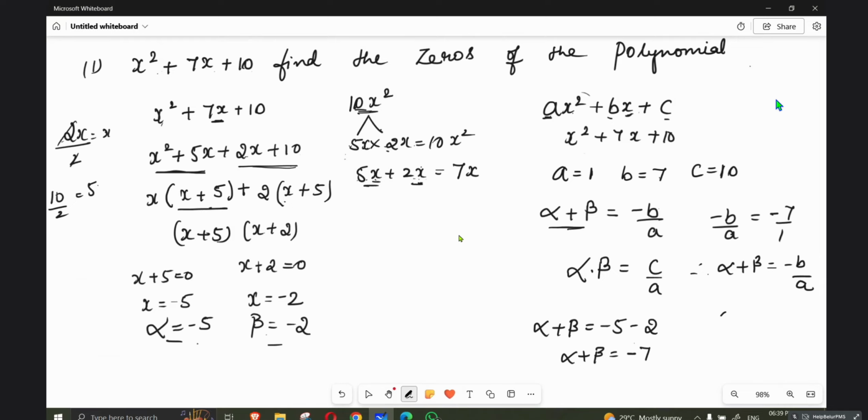Then alpha into beta will be equal to c. Alpha is -5, beta is -2, so minus into minus gives plus 10. Then c/a is 10/1. So here also we got the same thing. That means alpha into beta is equal to c/a. This is the relation we got, and hence we have verified the relationship between the zeros and the coefficients.